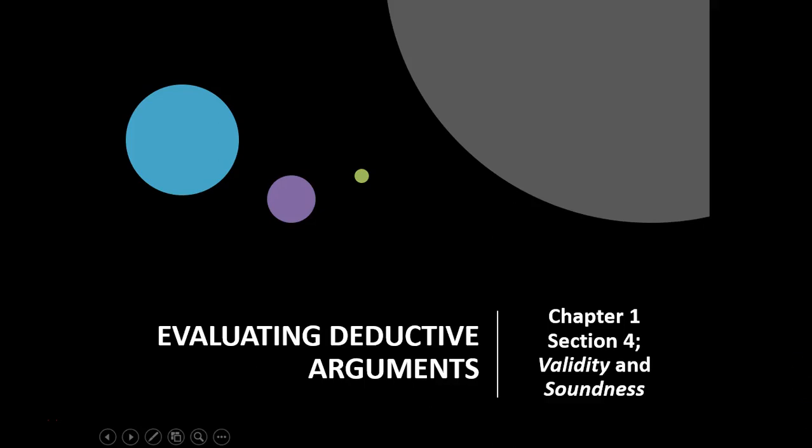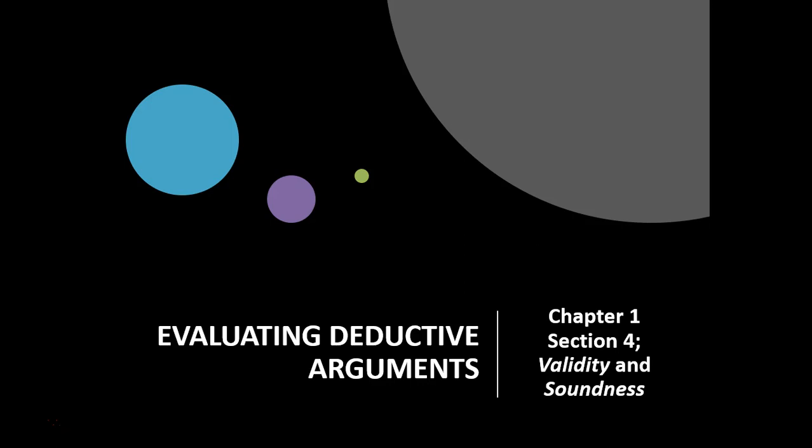Okay, everybody, so here we go with evaluating deductive arguments, which is part of Chapter 1, Section 4. We're going to take that section, Chapter 1.4, in two pieces. So first, we're just going to look at how you evaluate deductive arguments, right? So in the previous lecture, we covered the difference between deduction and induction. They're both types of reasoning that are represented in arguments.